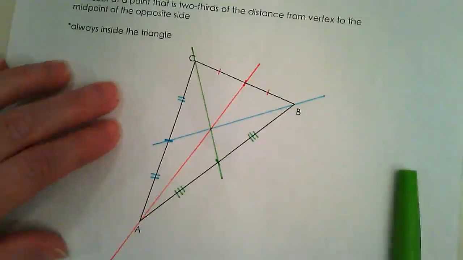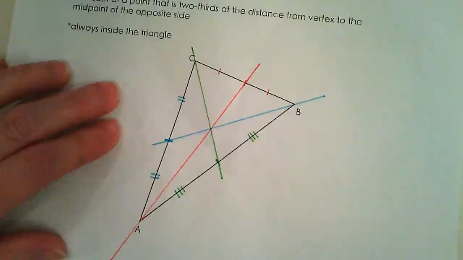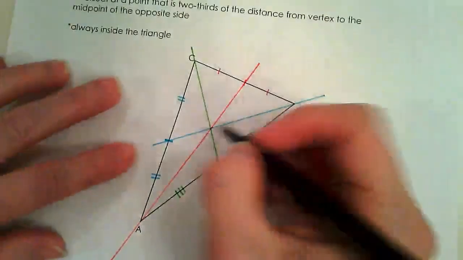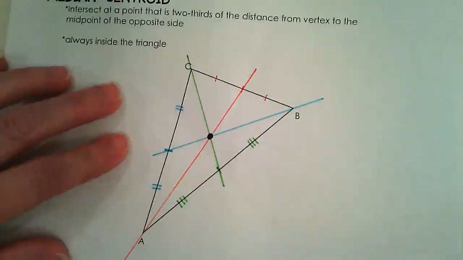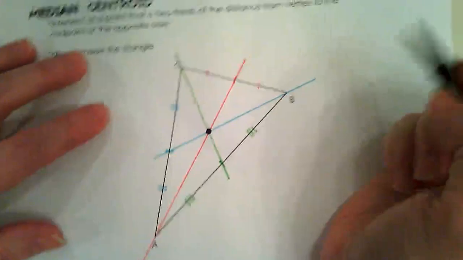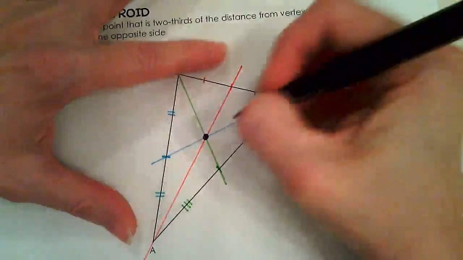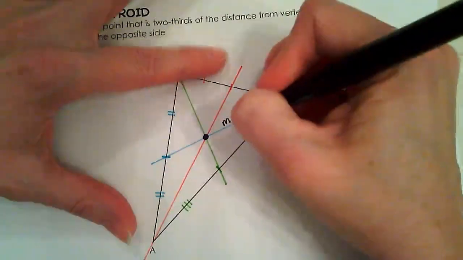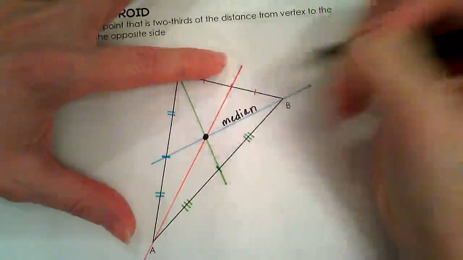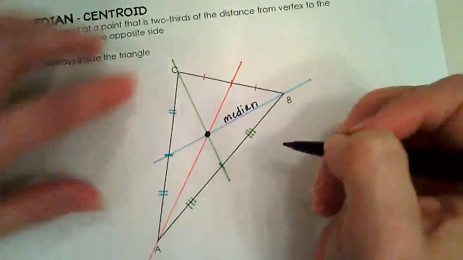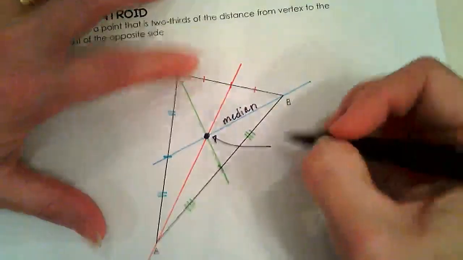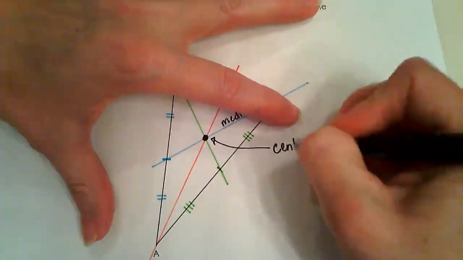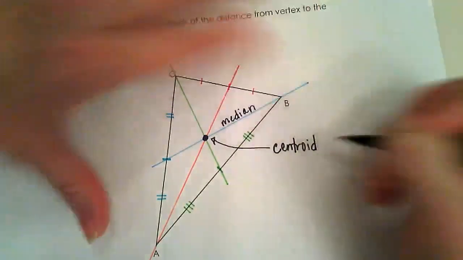All right, so the three medians met right here. So these guys concurred right there. So to label these, the segments that we drew, those are all medians. And then they met at this point, which is called the centroid.